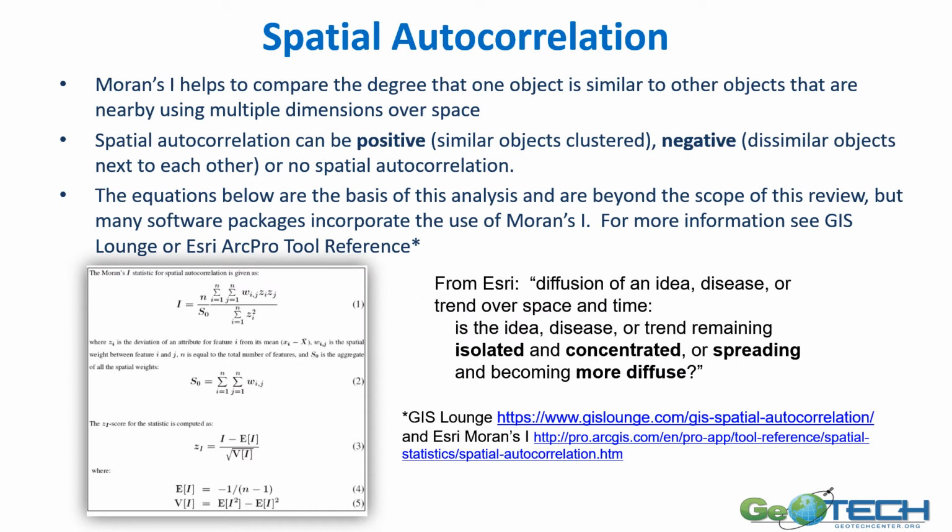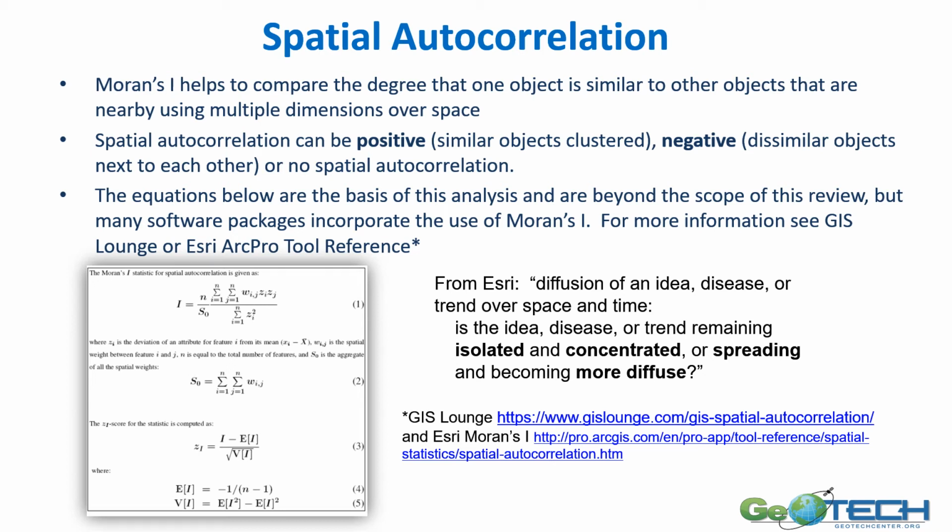Use of Moran's I equations helps to compare the degree that one object is similar to other objects that are nearby using multiple dimensions over spatial extent. Spatial autocorrelation can be positive, where similar objects are clustered, or negative, where dissimilar objects are next to each other, or there can be no spatial autocorrelation. The equations below are the basis of this analysis and are beyond the scope of this review, but many software packages incorporate the use of Moran's I. For more information, there are some resources from the GIS Lounge and from ESRI's ArcGIS Pro tool of reference.